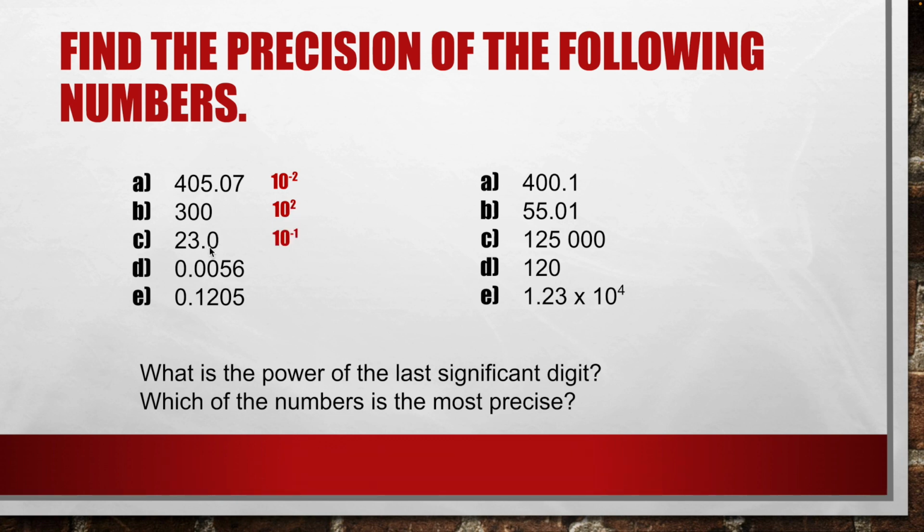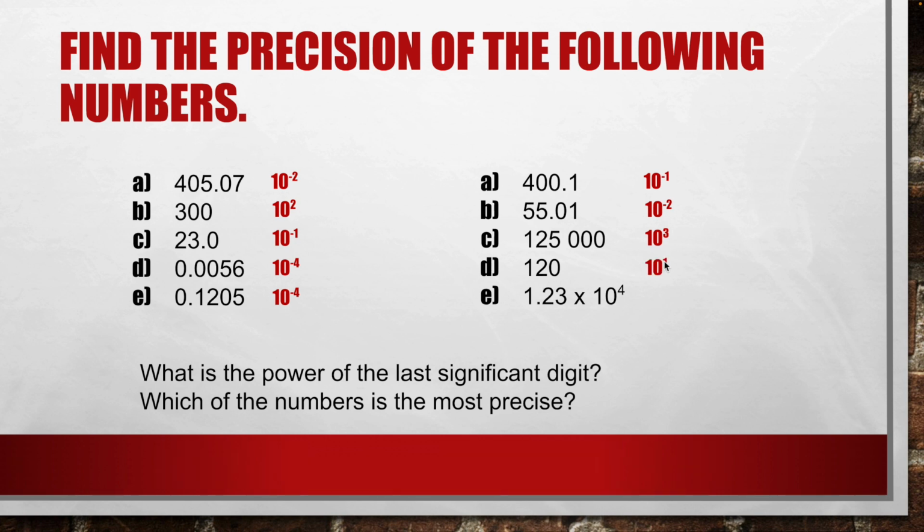Here, the 0 is in the 10 to the negative 1's place. In this case, the 6 is in the negative 1, negative 2, negative 3, negative 4's place. Same with this one. This 1 is in the 10 to the negative 1's place. This one is in the 10 to the negative 2's place. In this case, the 5 is the last one, and it's in the 0, 1, 2, 3, or the thousands place.